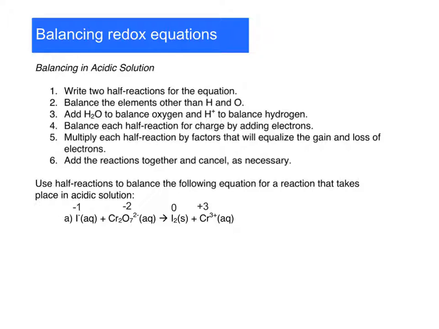So 12 divided by 2 is 6. So both chromiums here have a +6 oxidation number. All right, so our first half reaction is I minus going to I2 plus 2 electrons, and we need to do 2 I minuses because we come up with I2 at the end.